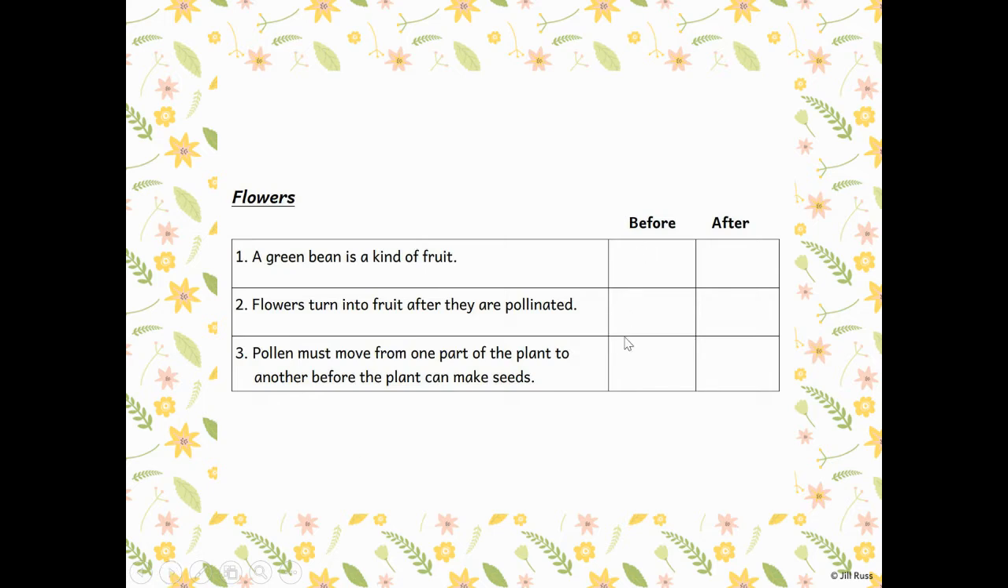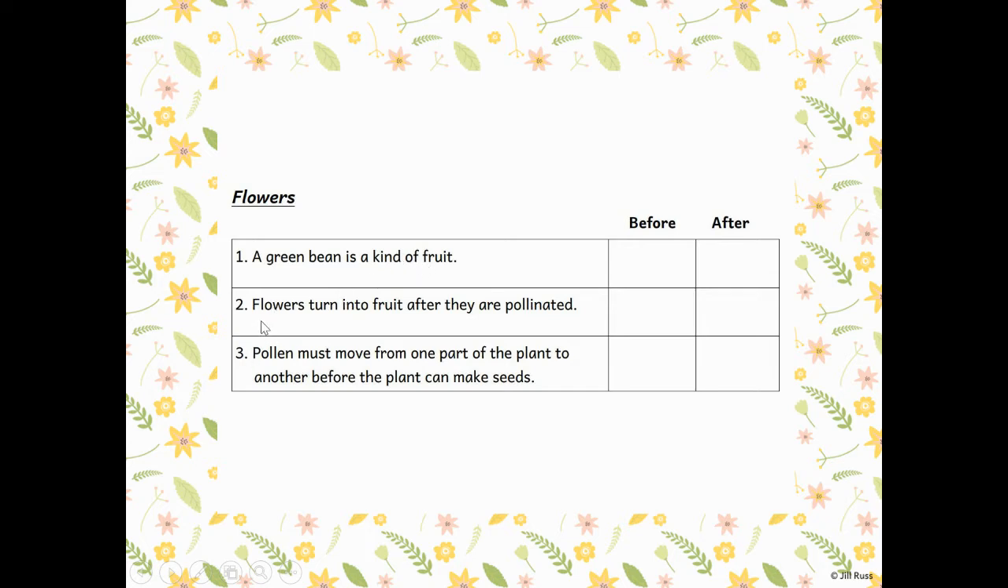For our questions, we're going to start off by answering those true and false before questions. Remember, this is just getting your brain thinking. You're going to take a guess, true or false, and then afterwards we'll determine if we know the correct answer. So number 1 says, a green bean is a kind of fruit. Is that true or false? Go ahead and mark down what you think is the answer here. A green bean is a kind of fruit.